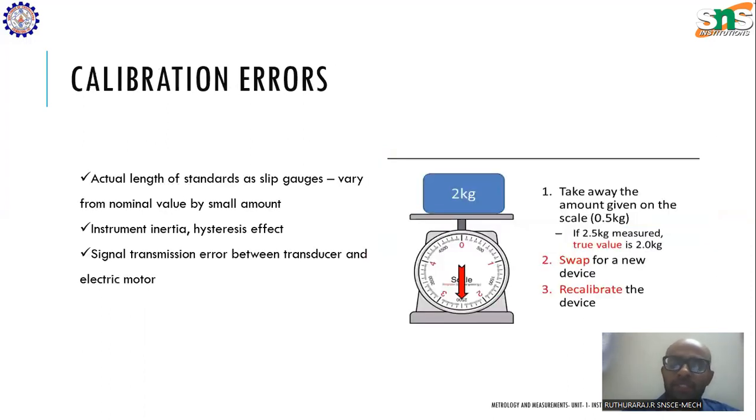First we'll discuss calibration error. Calibration is checking the measuring instrument against a standard measuring instrument in order to determine its accuracy. If it's not calibrated properly, it leads to calibration error. Let's see the figure here.